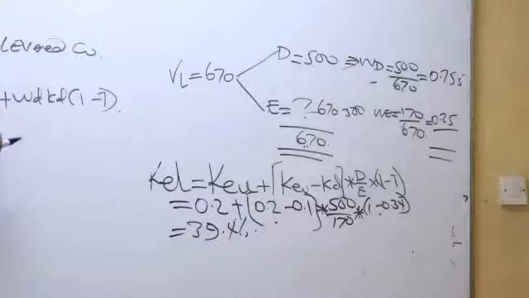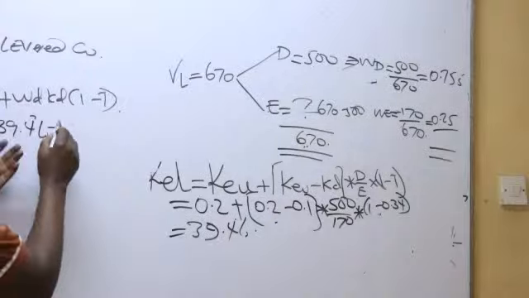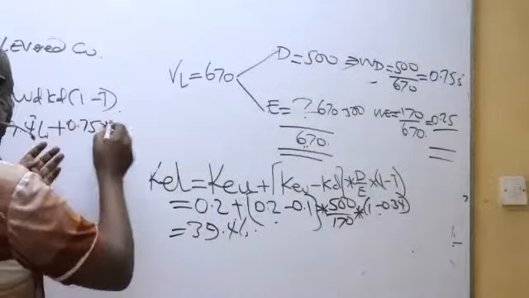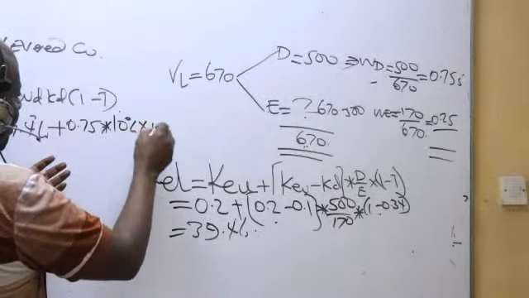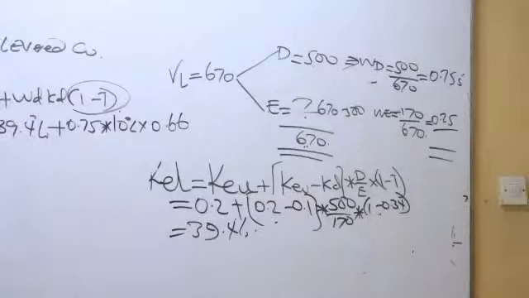Be careful if you take the unlevered cost of equity here, and yet you're working with a levered firm. This has to be KEL, and the KEL is the one that you guys have given me as 39.4%. And then we have the weight of debt. Weight of debt is 0.75. KD is what you guys gave me as 10%, times 0.66, because 1 minus 34% is 0.66.